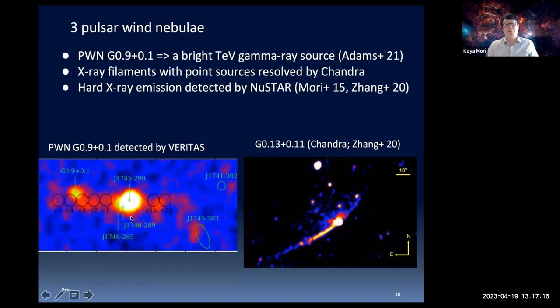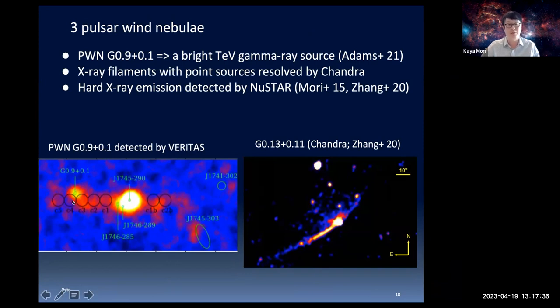Okay, let me talk about pulsar wind nebulae. One of them is called G0.9+0.1. It's about 1 degree away from the center, and it's one of the brightest TeV gamma-ray sources. This is a VERITAS TeV map, and you can see G0.9+0.1 PWN here.